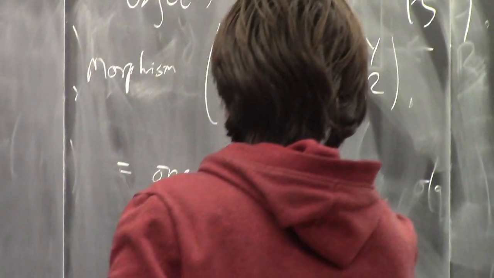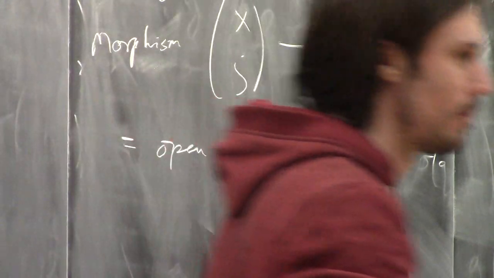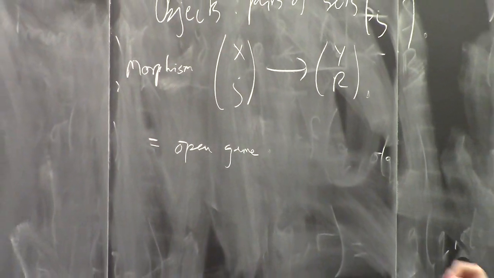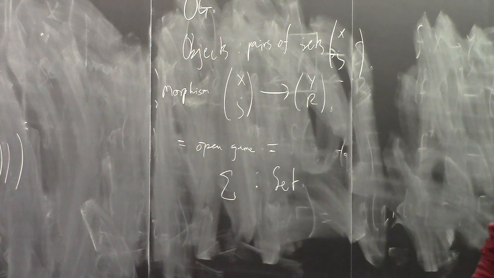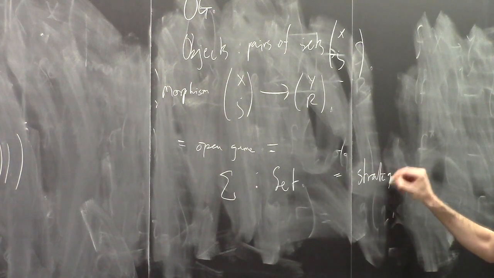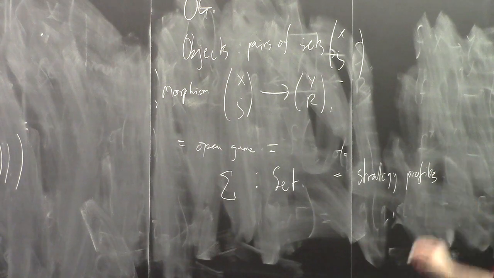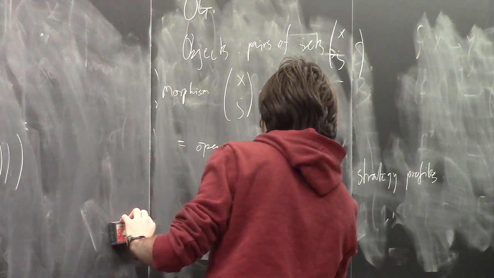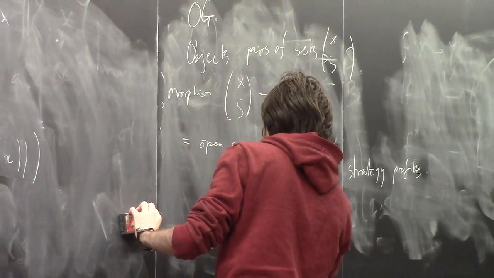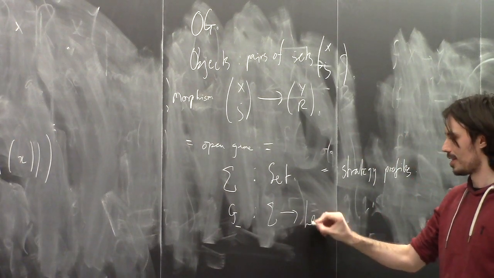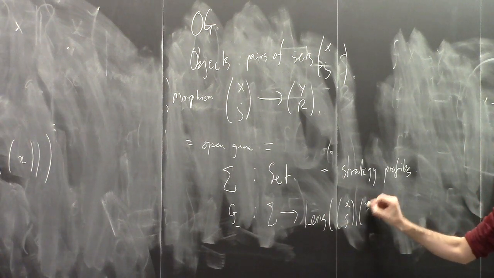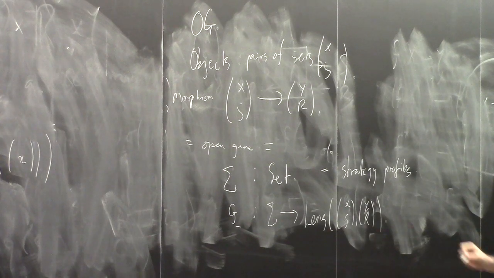An open game. What's an open game? It's a three-tuple, three pieces of data. The first one is a set called sigma. This is a set of strategy profiles. A function which I'm going to write G sub blank, which is a function from the set sigma to the hom set in lens from XS to YR. Okay, so these two things say it's the set called sigma and the sigma-indexed set of lenses from XS to YR.